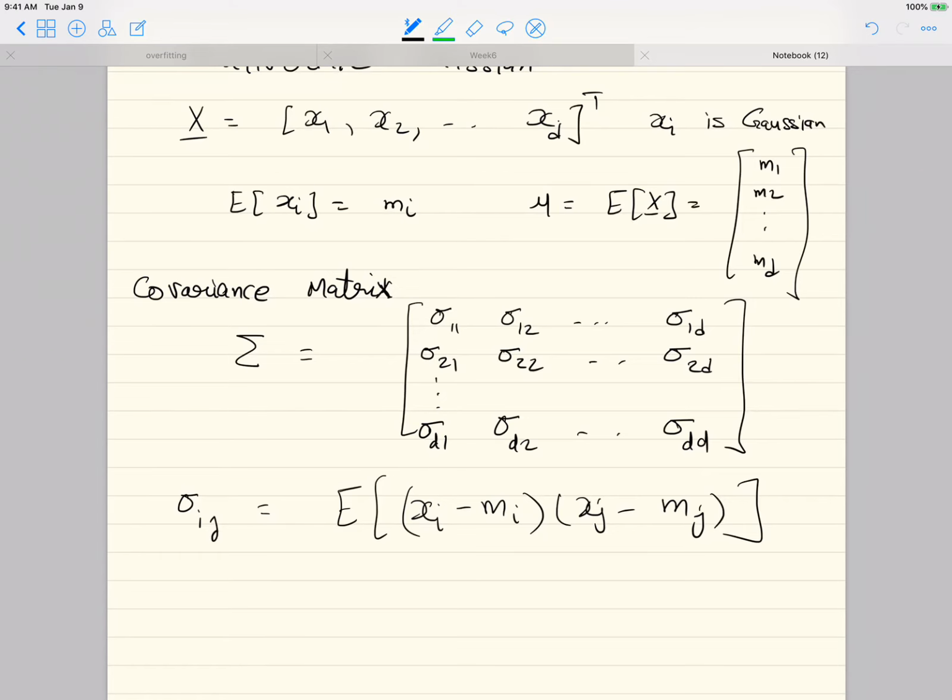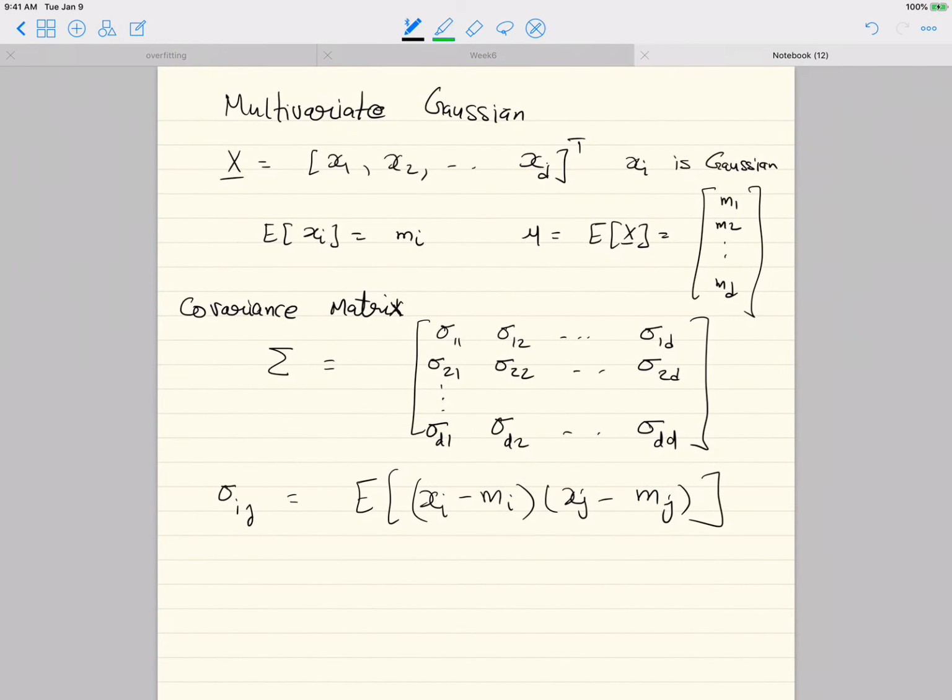So for the Gaussian vector x, you are defining its mean, which is a d-dimensional vector, and each element is just the mean of the corresponding element in this vector. So x1, x2 to xd are individually Gaussian. The mean is mi here for the ith variable. So that's how you get the mean vector of x.